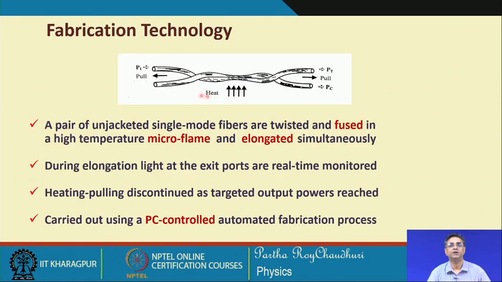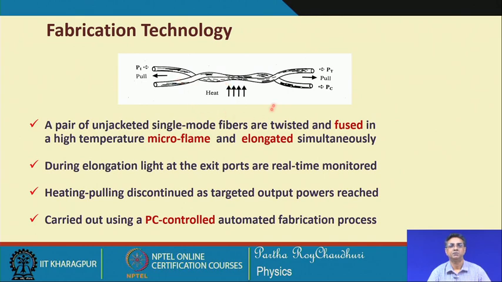The fabrication technology, how we realize such a coupler: you have two optical fibers which are removed from their plastic jacket and then heated in a microflame, and simultaneously elongated. The method is called the fuse pull taper method, because you have to fuse, you have to pull and you have to taper.